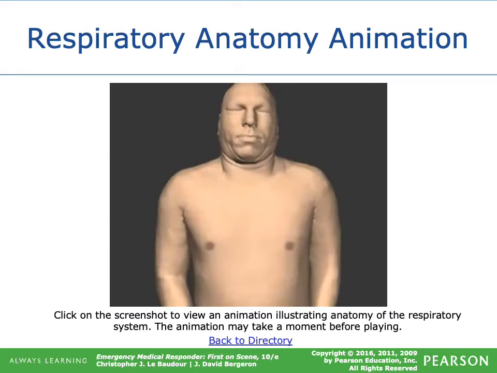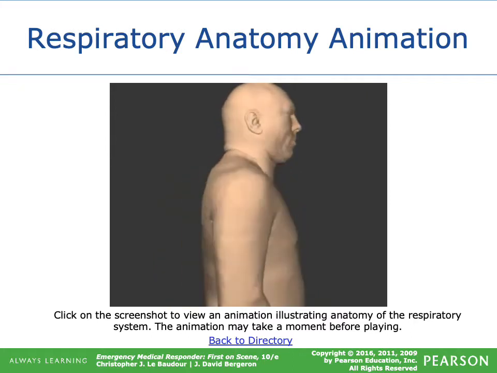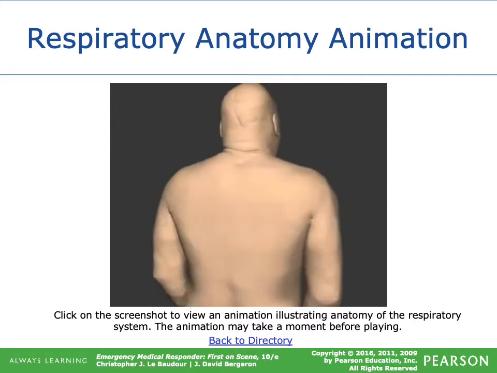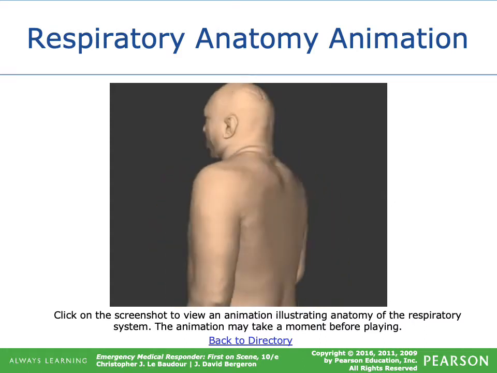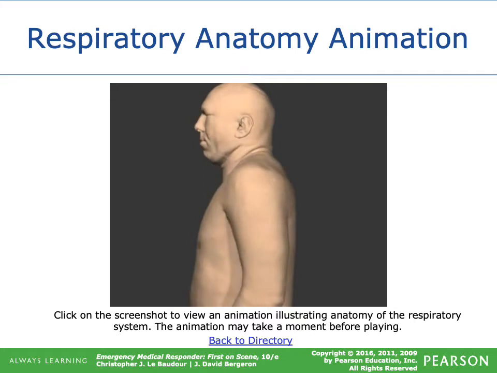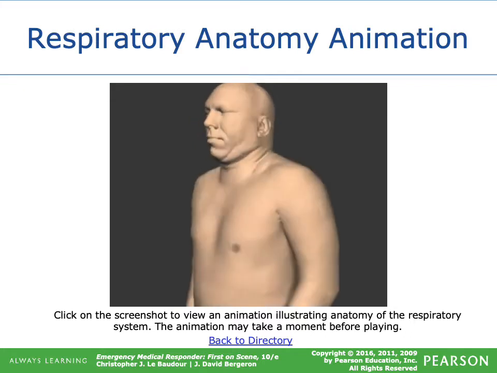Alright, this is a respiratory anatomy animation. Unfortunately, the animation will not come through on the PowerPoint presentation and when I upload it to YouTube, so I'm not going to attempt it. I can try to find you a different animation and send you a link to it.